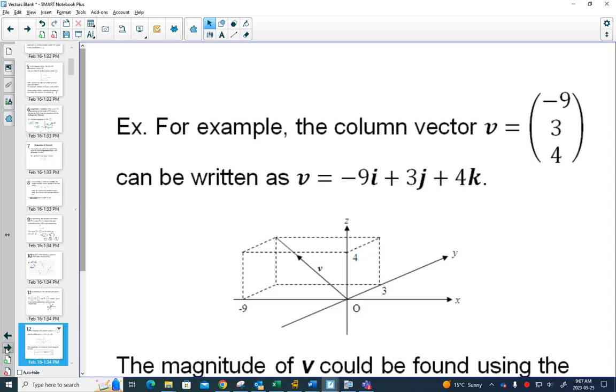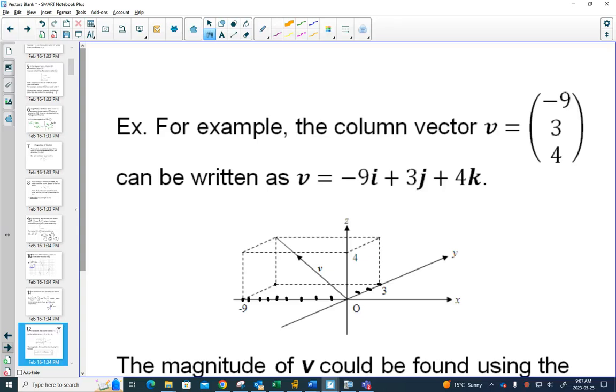So here's our axes. We've got our x-axis, y, and z. Now, if you want to draw -9, so I move -9, I'm just estimating. -9 along the x, and 3, I can do that one pretty good, look at that, on the y.